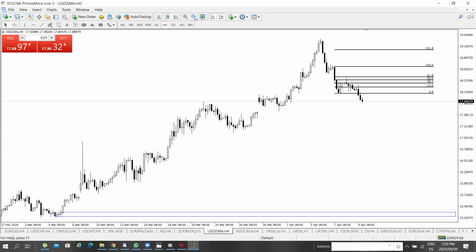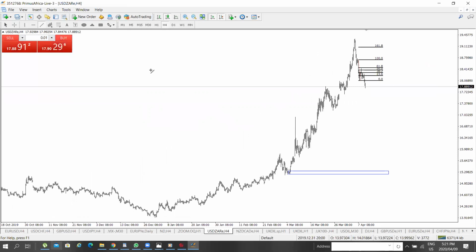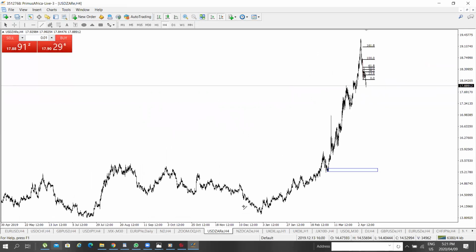Okay, let's do this. Look at this. This has been on an uptrend since here, on 3 January. It's been going up. It never went down. And then what do you know about trading?